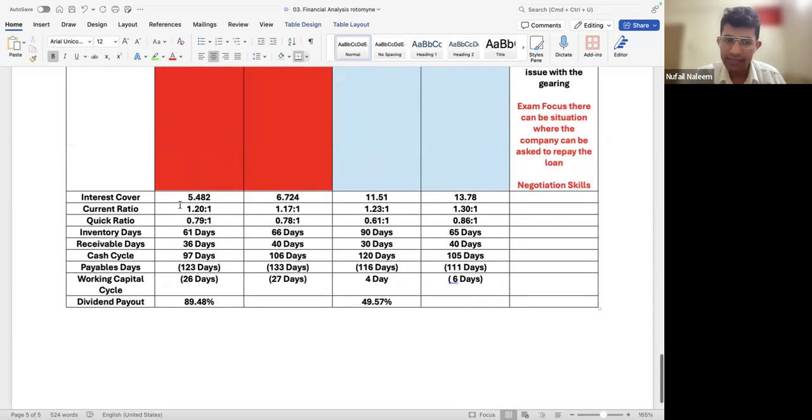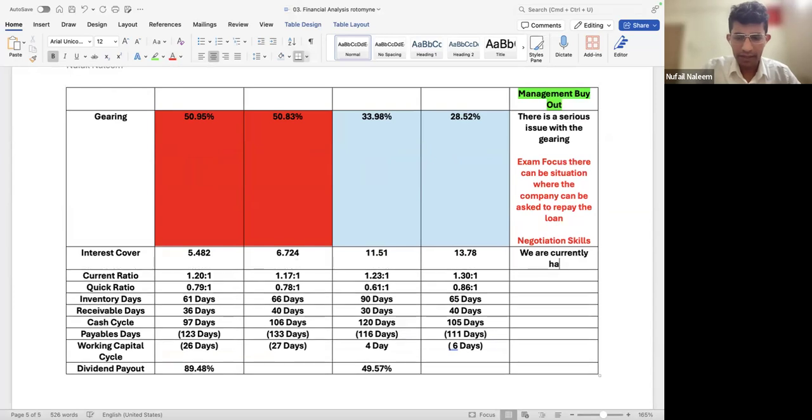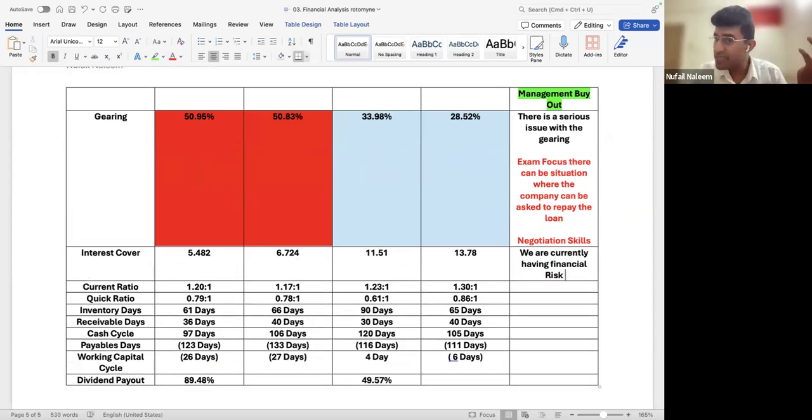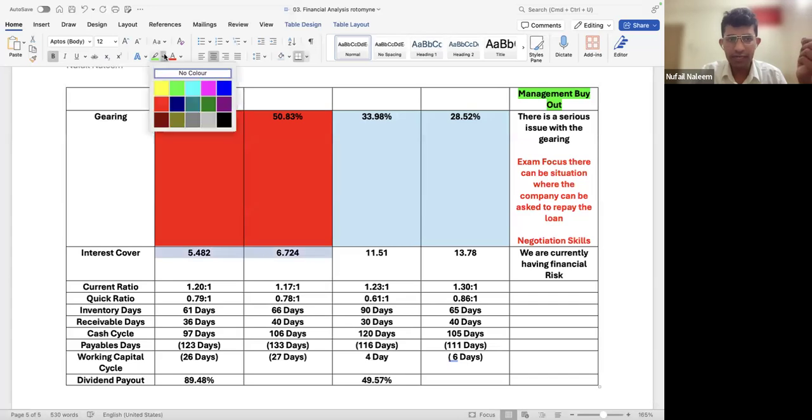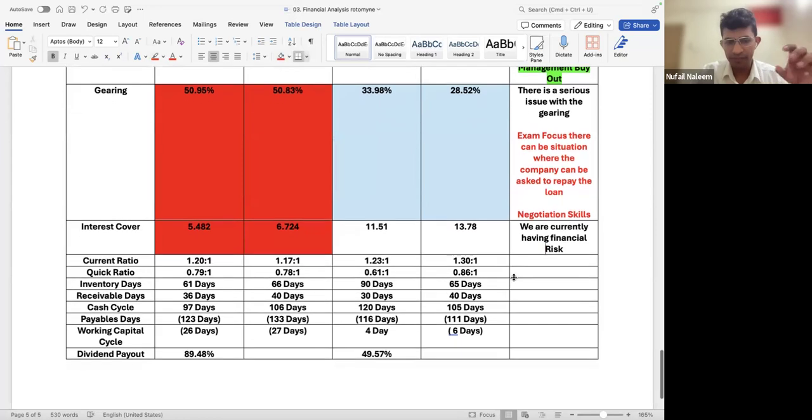Now, if you observe in this case, the interest cover ratio is 5 times, and our competitor is 11 times. So again, students, I can say we are currently having a financial risk. Industry risk is also there, students. Financial risk is also there. So can I please highlight these two, the financial risk component also, so that you will understand it even more clearly, because this is something where one exam question can come for sure.